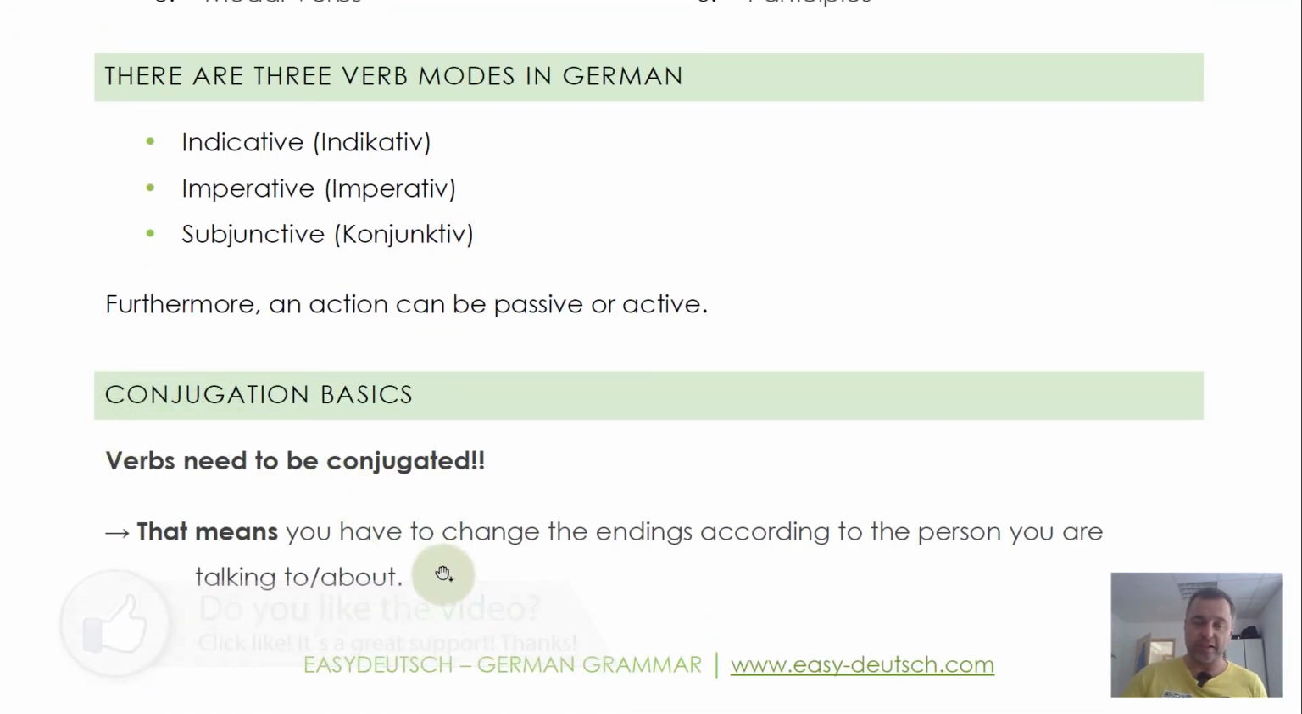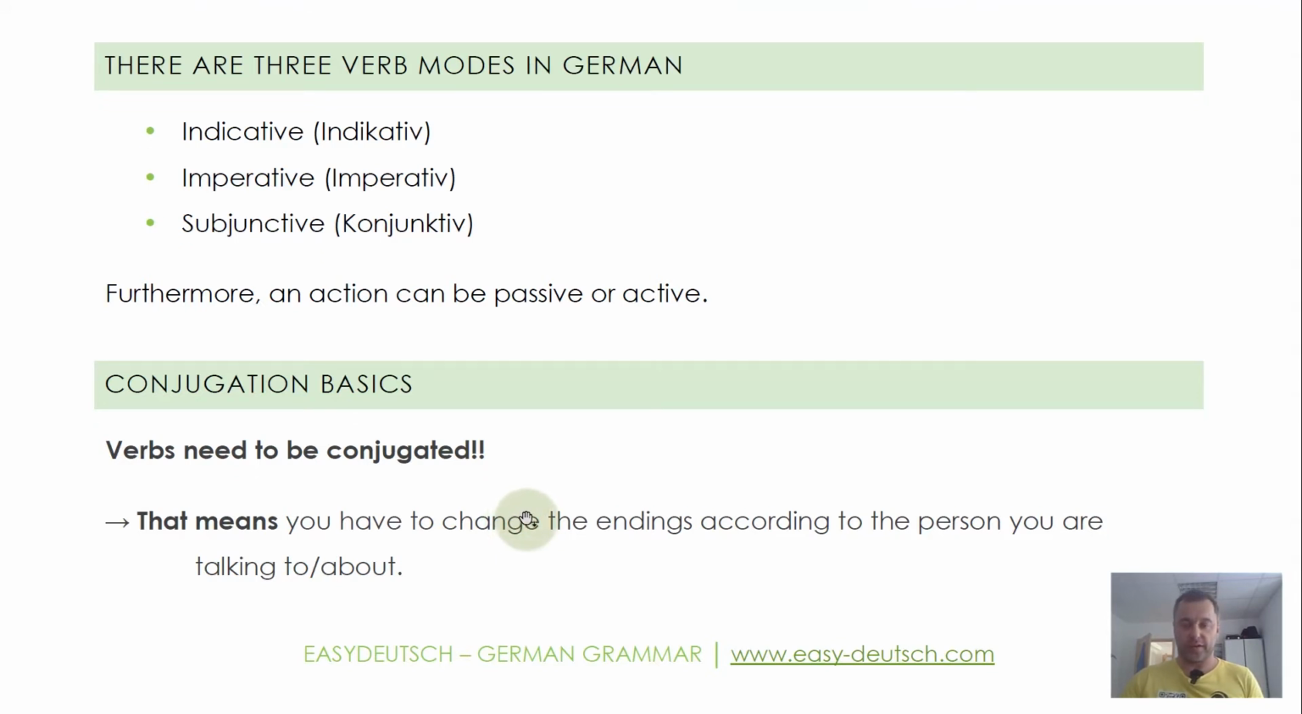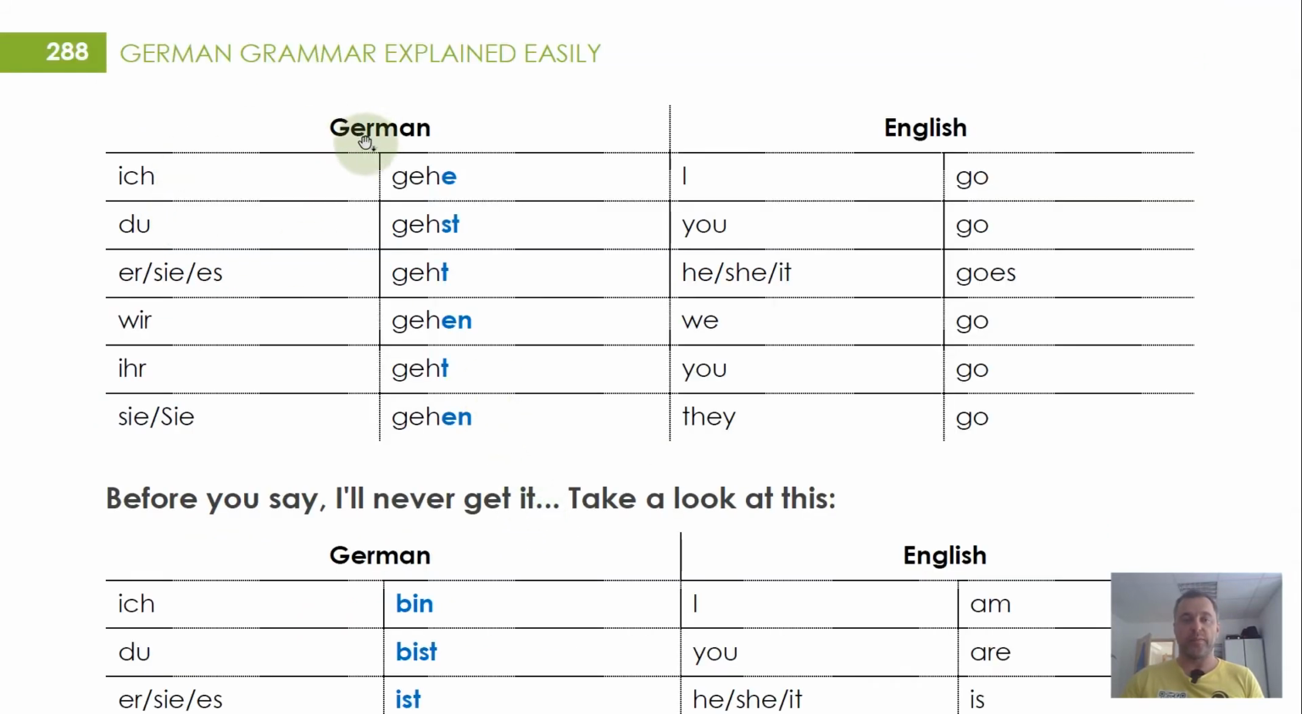What is conjugation? Put in easy terms, you have to adjust the verb according to who you're talking about or who you're talking to. And for example, this is: ich gehe, I go; du gehst, you go; sie, es geht, he, she, it goes; wir gehen, we go; ihr geht, you go; sie gehen, they go. So you have to adjust endings in German.